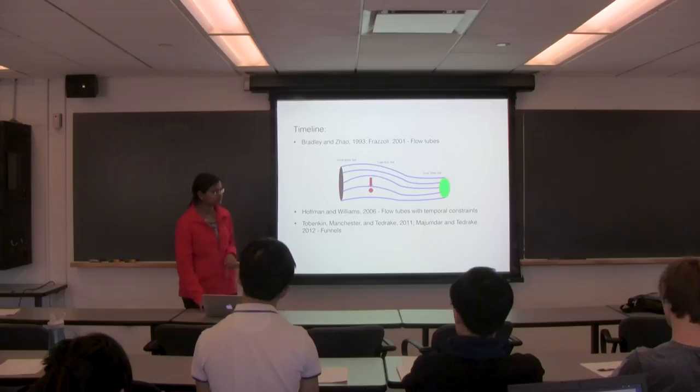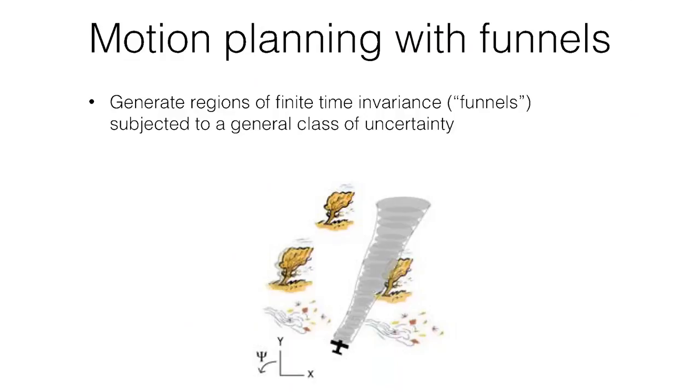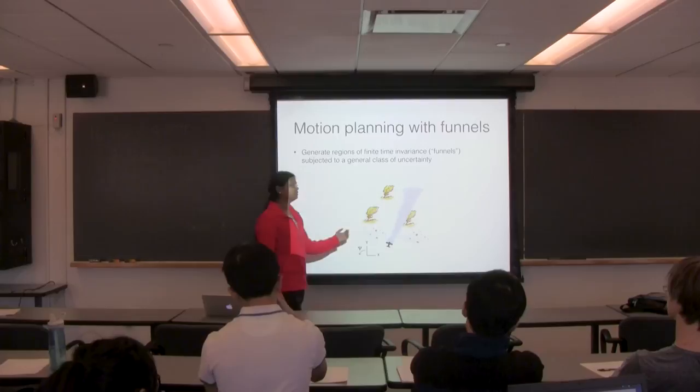So what's the idea of using funnels? For every path, you compute some region around the path, that's like a stable region, and that's called a funnel. You can learn more about how to compute funnels later, but for this part of the lecture, we'll assume that we know how to compute funnels. And then you'll see how to use these funnels to do motion planning. In the previous example, you see that this is the funnel for a planned path. You can see that it collides with a tree, so it's not a stable path.